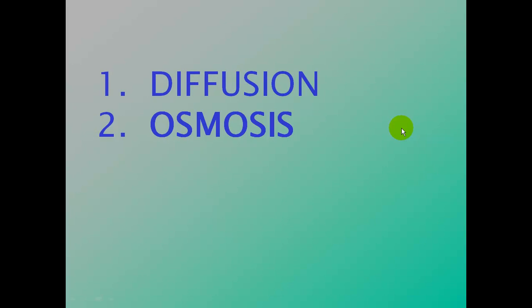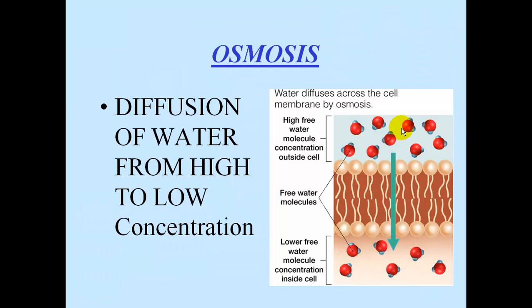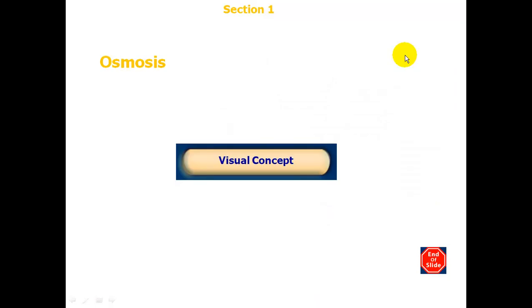All right, the second type of transport is osmosis. Osmosis is the diffusion of water. So it's the same thing as diffusion, except it's water moving from a high concentration to a low concentration. It is passive transport, so there is no ATP required. So if you look at this diagram, there are 9 water molecules on this side of the membrane. There are only 6 on this membrane, so water will diffuse across the membrane by osmosis to equal it out.